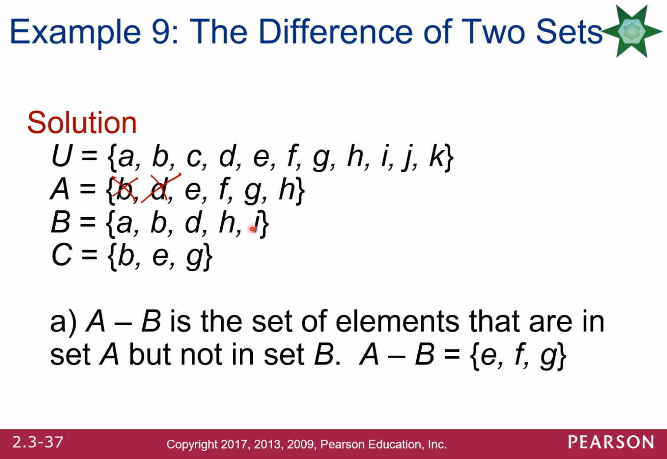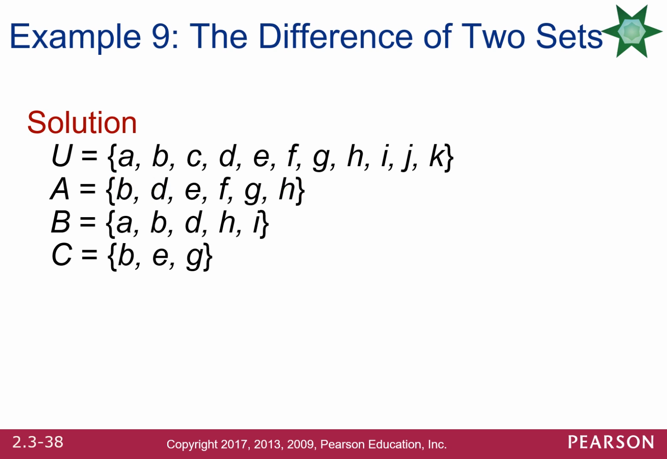G does not exist in set B. H exists in set B, so we are going to cross that out from set A. Whatever we are left with will be the elements of this new set A minus B. So E, F, G represents the difference between set A and set B. And that's exactly the answer that we also got when we worked through this in the previous slide.